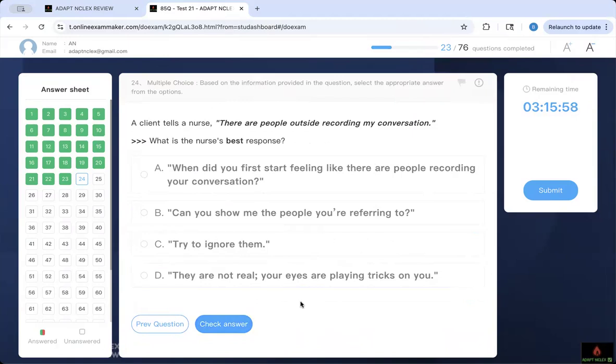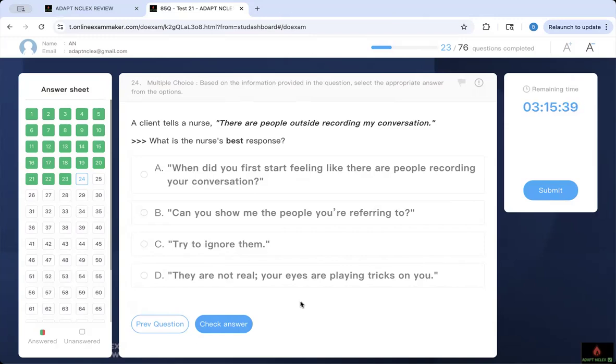The client told the nurse, there are people outside recording my conversation. What is the next best response? Therapeutic communication. The patient said he can hear people recording their conversation. You think something is wrong. What are you going to say?